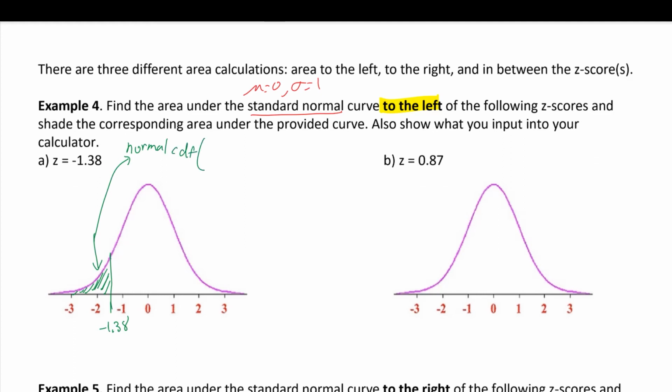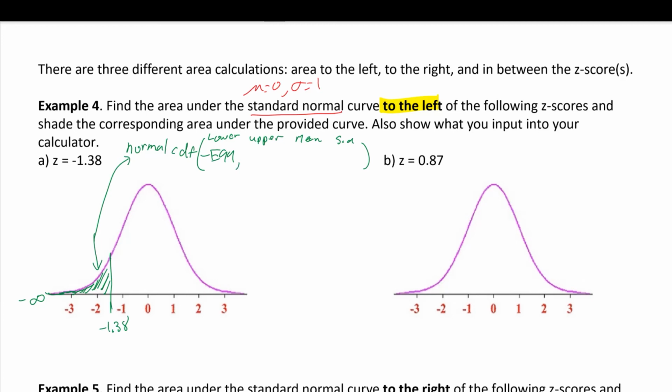Okay. We have 4 inputs: lower, upper, mean, standard deviation. A lower value is the leftmost value. So if you go all the way to the left of the shaded region, that's all the way to negative infinity, right? Our calculator doesn't have a negative infinity symbol. So the proxy for that is to put in negative E99. Make sure you're using the negative symbol, not the subtraction symbol. That's one of the most common mistakes.